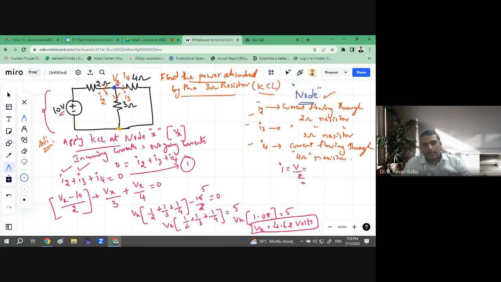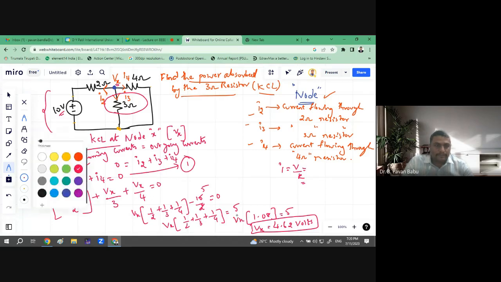Okay. So what have they asked exactly? Before that, what is Vx here? This is the voltage across this particular node. They have asked to find the power absorbed by the 3 ohm resistor. So this is the 3 ohm resistor. Okay. So what is the power? Let me change the color. So what is the power absorbed by the resistor?